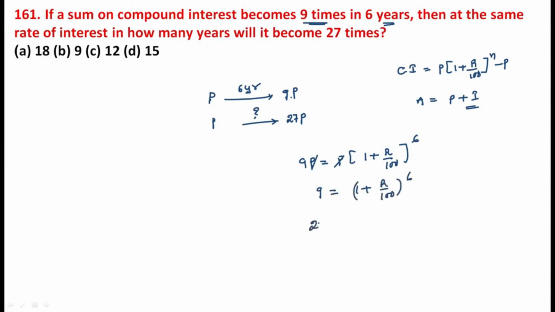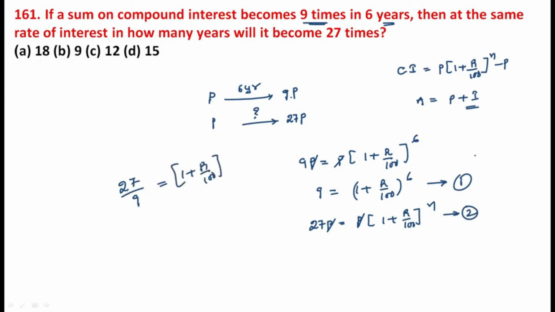If you go with the second equation, 27P exactly equal to P into (1 plus R by 100) whole power n. Again, you can cancel P and P. So if you divide equation number 1 and equation number 2, 27 divided by 9 is exactly equal to (1 plus R by 100) whole power. We have a property: a power m divided by a power n is equal to a power m minus n. Now the value becomes n minus 6. So 9 ones are 9, 9 threes are 27. Now you can get 3 is equal to (1 plus R by 100) whole power n minus 6.